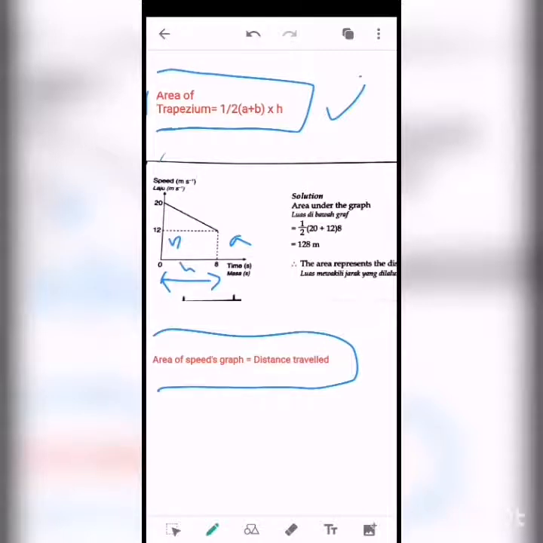Like for example this question, a will be 12, and then b is 20, and then h is 8, and then using your calculator, you can find the distance travel. So the conclusion here is when you find the area of the graph, it is equal to distance travel.